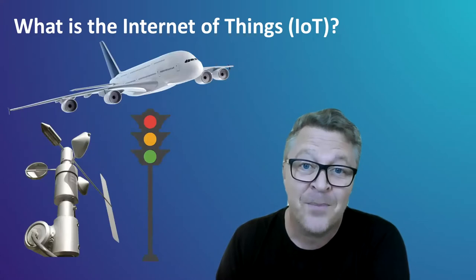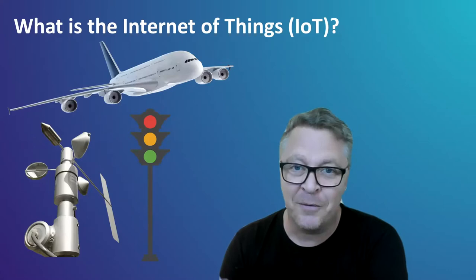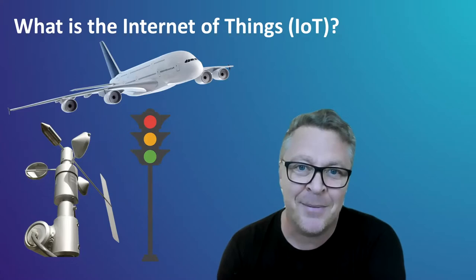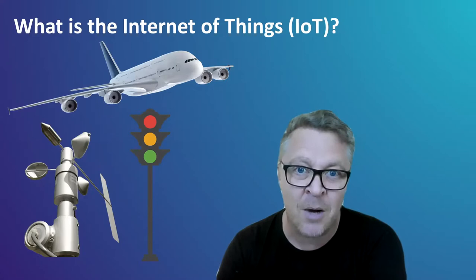Now, the idea of sensors sending information somewhere is not new. We've seen this in weather stations and traffic control, even airplanes. An airplane is to some extent a massive IoT device, sending so much information to the control tower and to the airplane producers.